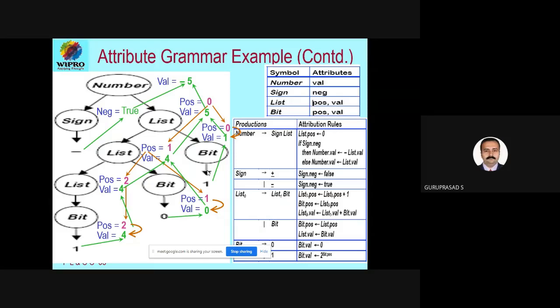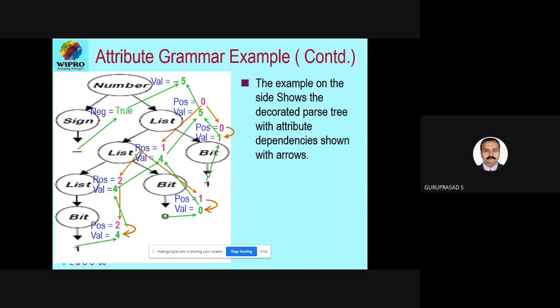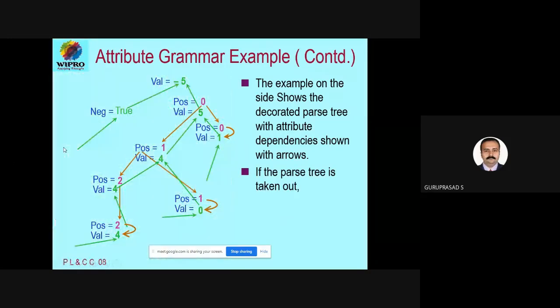Fine. Now the next thing we shall do is show the decorated parse tree, and also the dependencies of the attributes are shown with arrows. Now we have removed the parse tree from the bracket. Got the idea? We have removed the parse tree. This is showing only attributes and their evaluation.